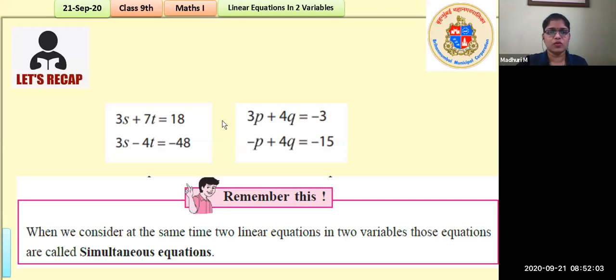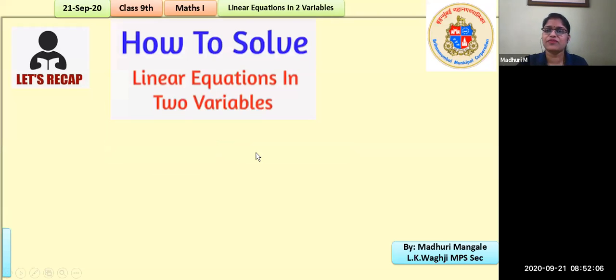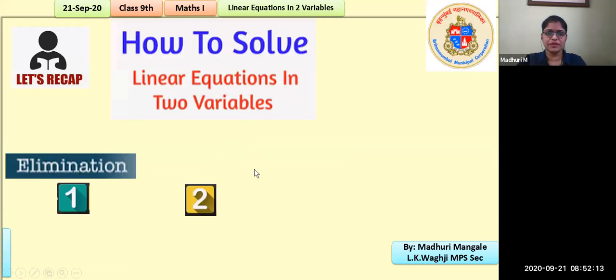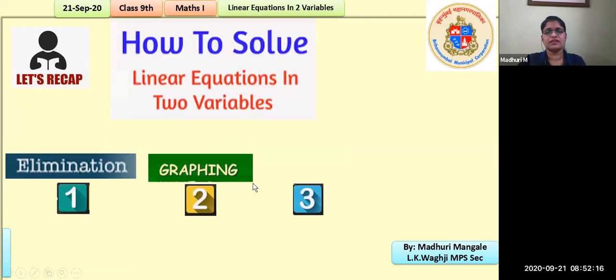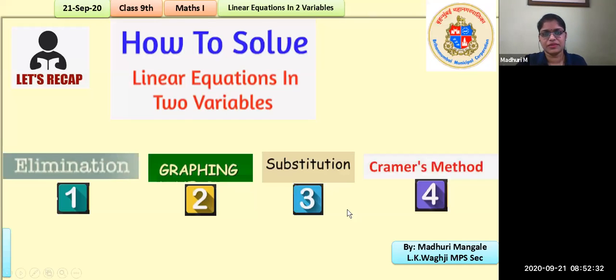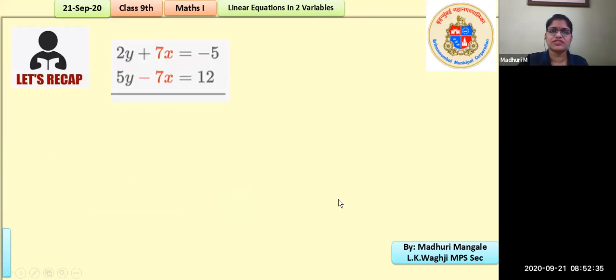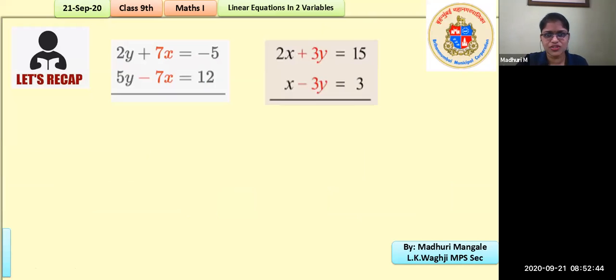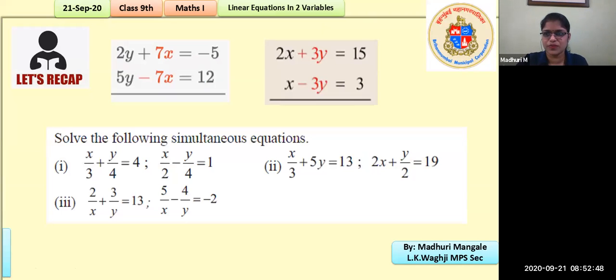All right. And then we saw how to solve these types of equations. So how do we solve them? There are various methods. A few of the methods are the elimination method, the graphing method, the substitution method, and the other method called Cramer's method. Some methods are to be done in class 10th. For class 9th, we will be looking at only the elimination method, right? And in the last classes, we have solved using the elimination method very simple equations to some complex equations also, right?